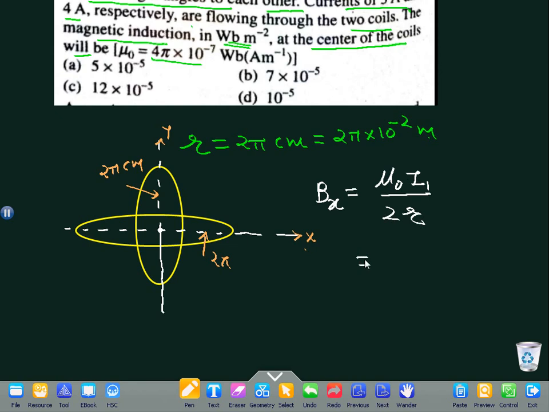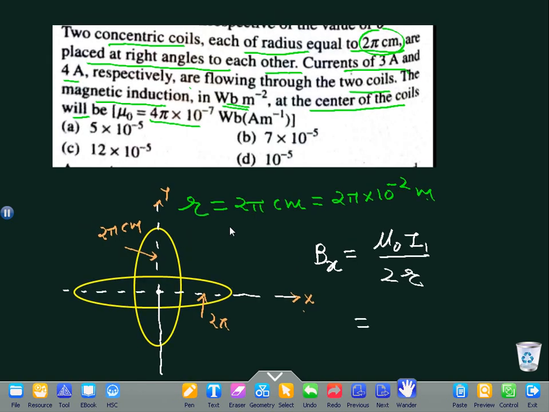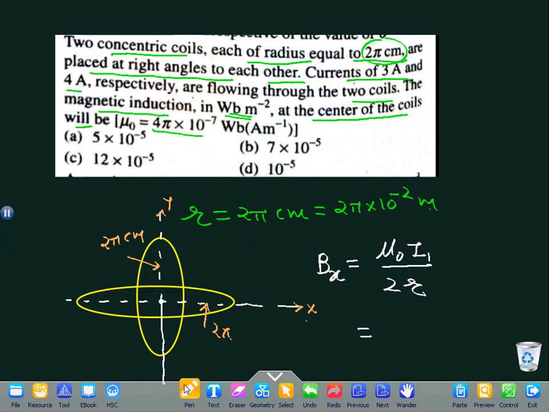Here the current flowing in the coils, two currents are given. Current of 3 ampere and 4 ampere respectively. So here for x, 3 and 4 are given, so for the x-axis one we will consider 3 ampere current, and for the y-axis one we will consider 4 ampere. So 3 ampere is considered as I1 and 4 ampere is considered as I2.